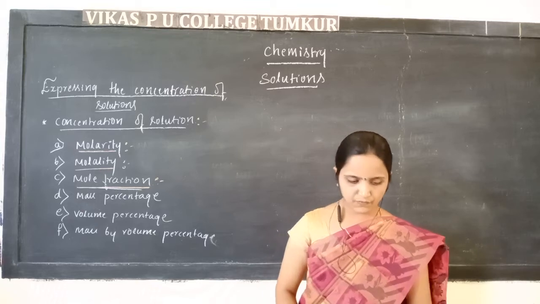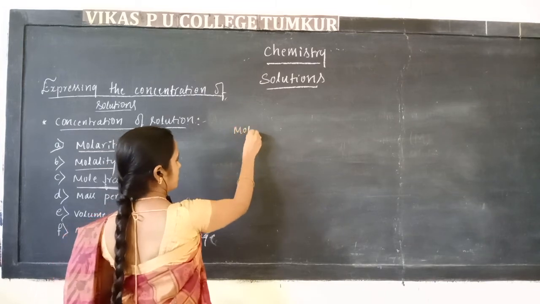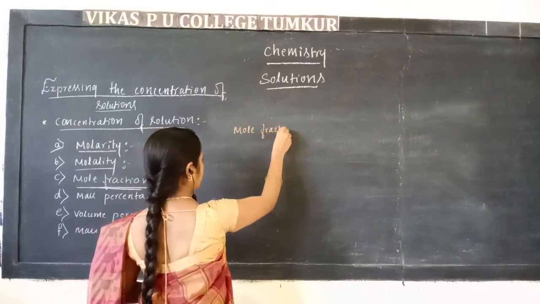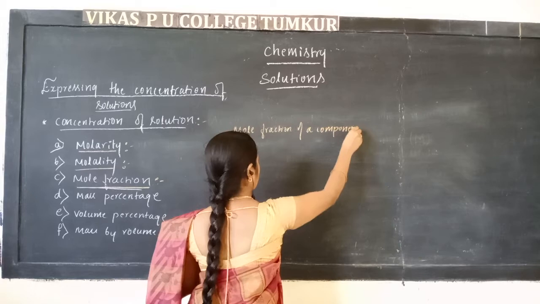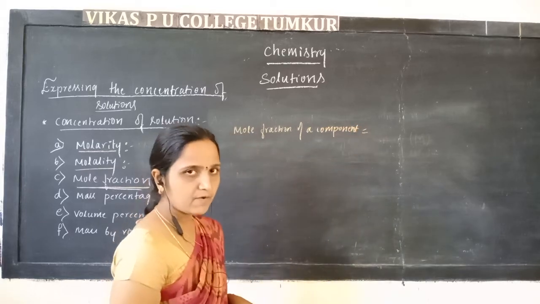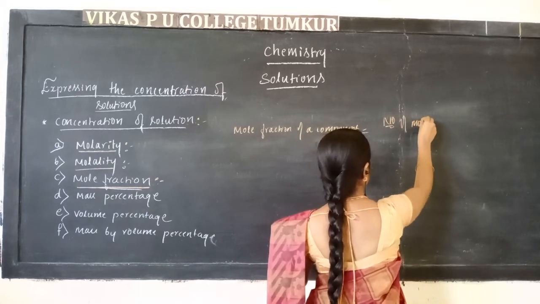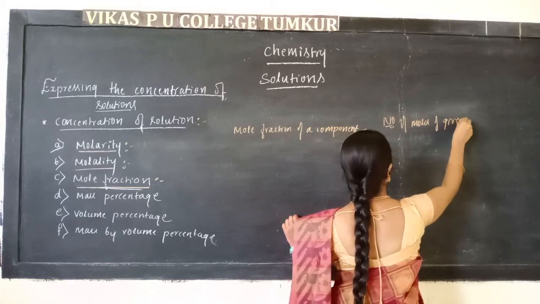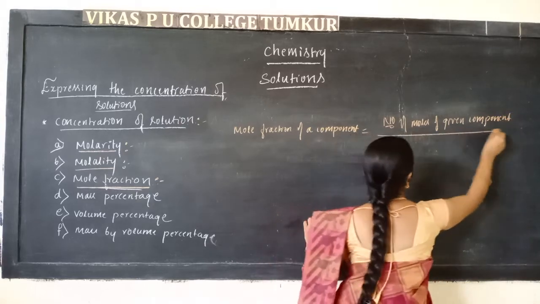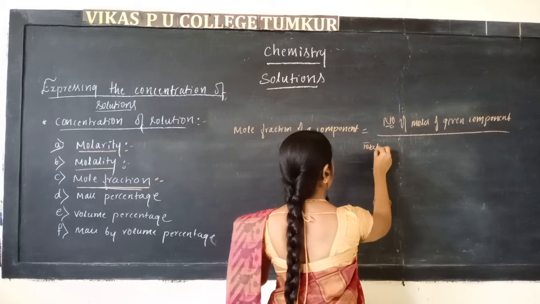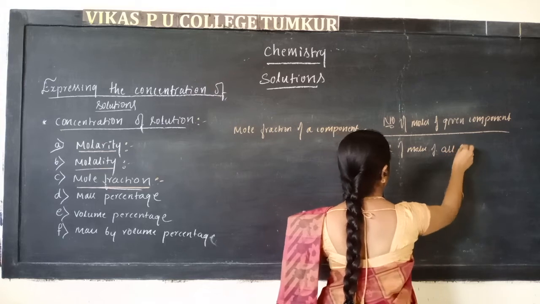The mole fraction of a component is equal to the number of moles of the given component divided by the total number of moles of all the components.